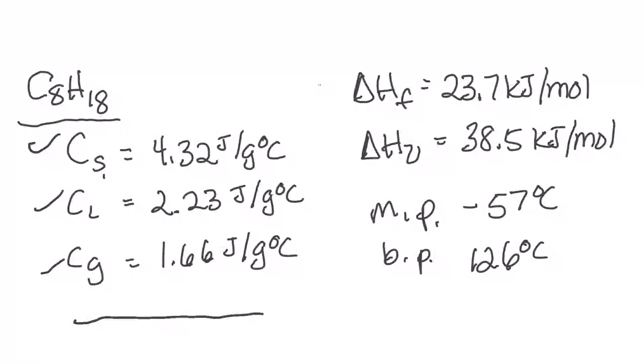It also gives us the delta H of fusion, and the delta H of vaporization. So if we're melting or boiling, we might need one of those. It also gives us the temperatures at which the octane melts and at which it boils.